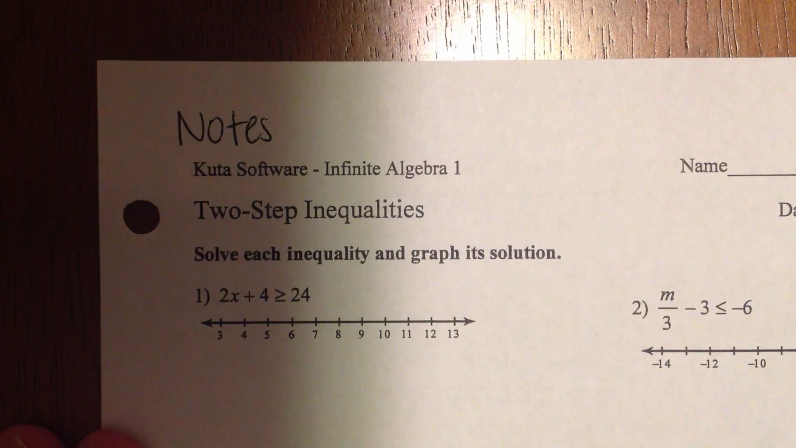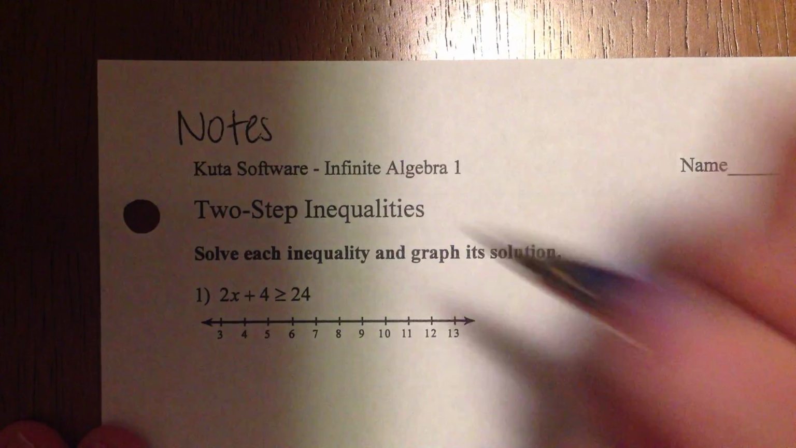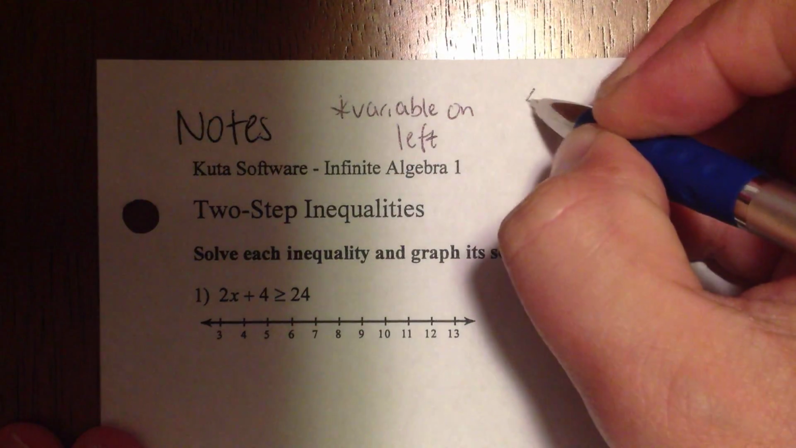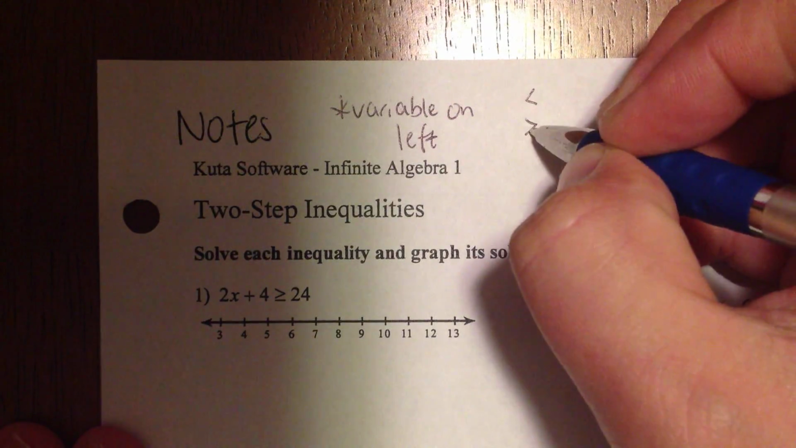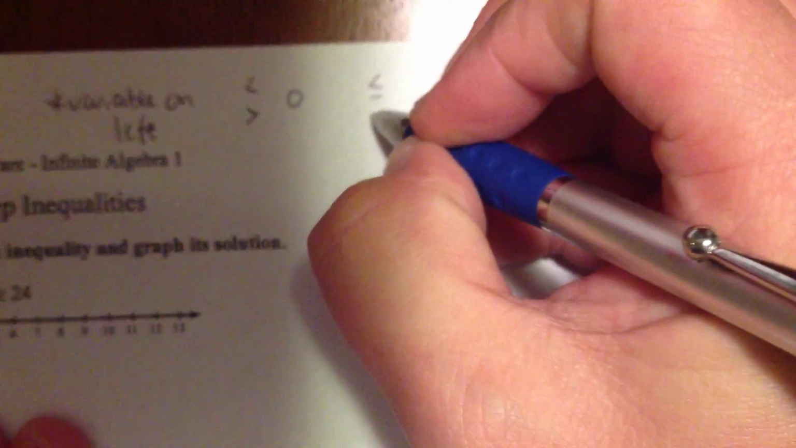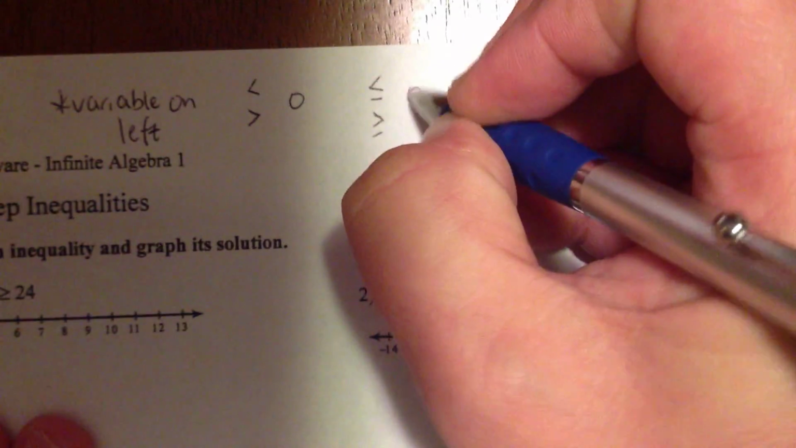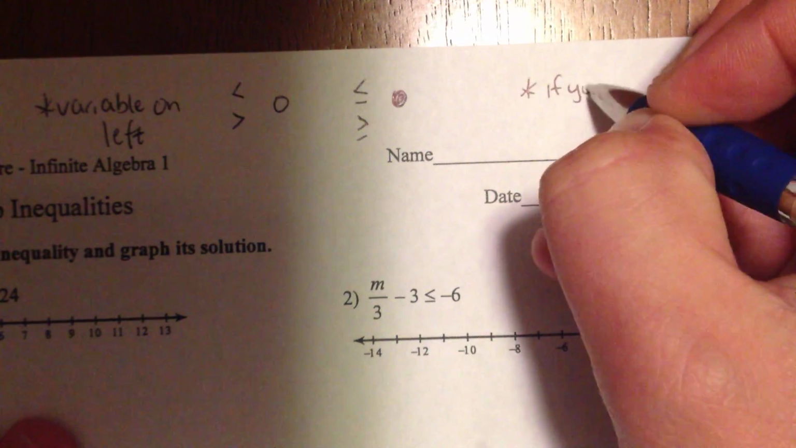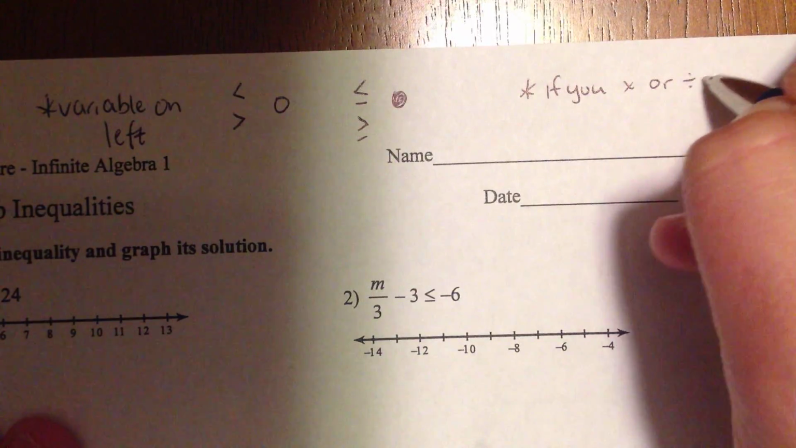Alright, so in this video we're going to practice solving two-step inequalities and graphing them on a number line. The same rules apply to solving inequalities as they do when you have one-step inequalities. Again, you want the variable on the left. If you have a greater than or less than, that's going to be an open circle. If you have a less than or equal to or a greater than or equal to, it's going to be a closed circle.